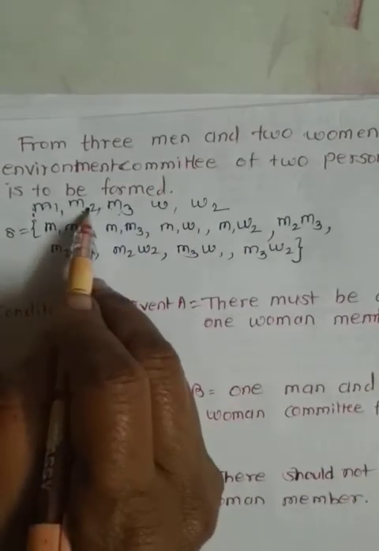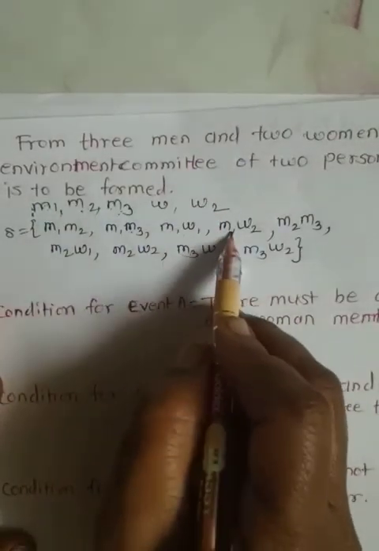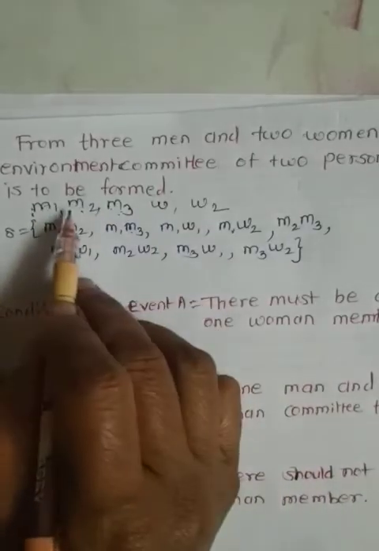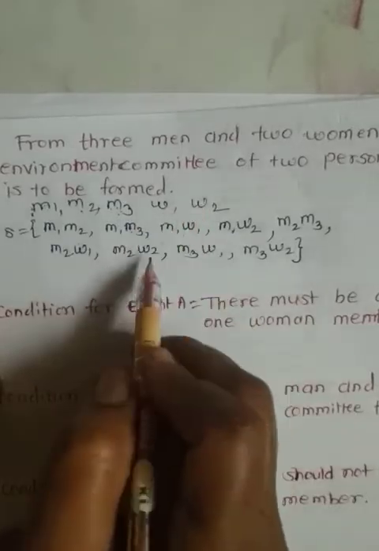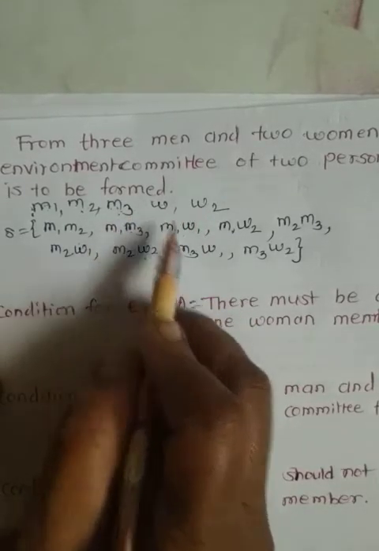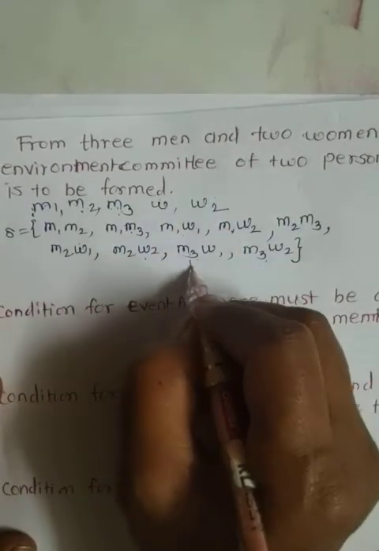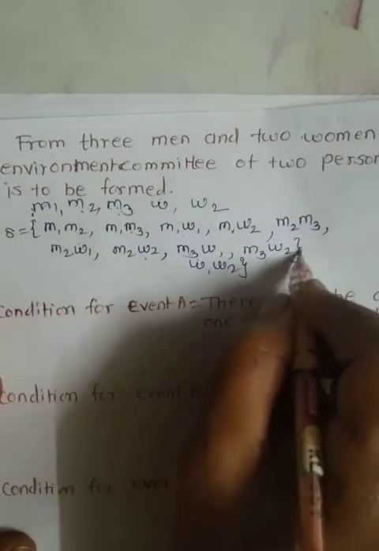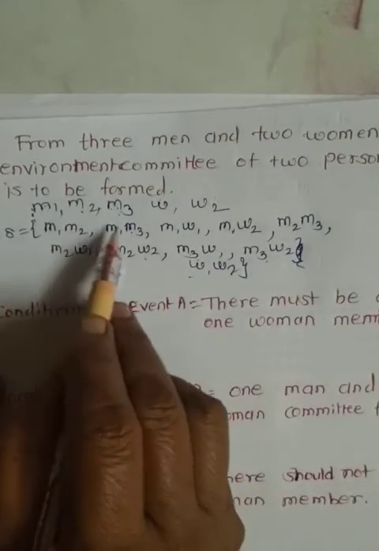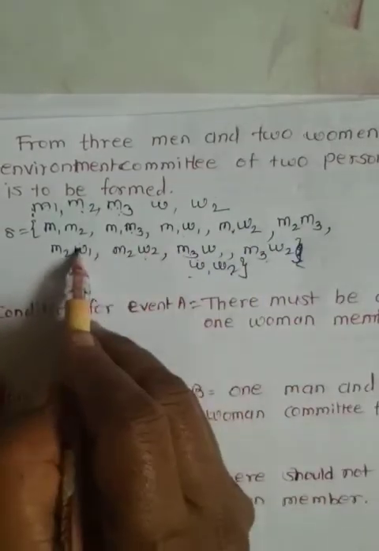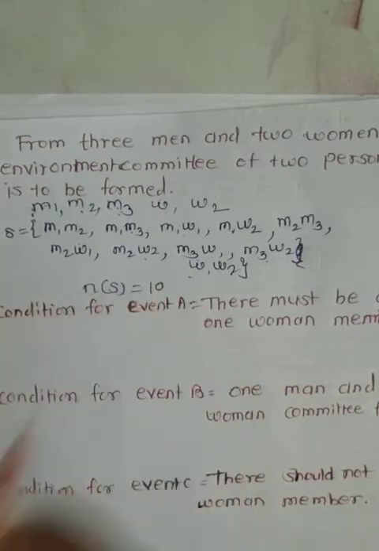I see again M1 M2, M1 M3, M1 W1, M1 W2. Next one M2 M3, M2 W1, M2 W2. Now M3 W1, M3 W2 and last one, that is W1 W2. Means how many committees are there? 1, 2, 3, 4, 5, 6, 7, 8, 9 and 10. Therefore number of S is equal to 10.